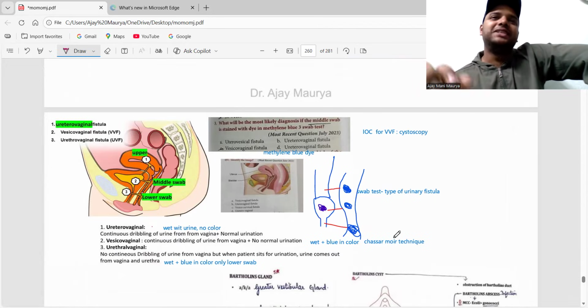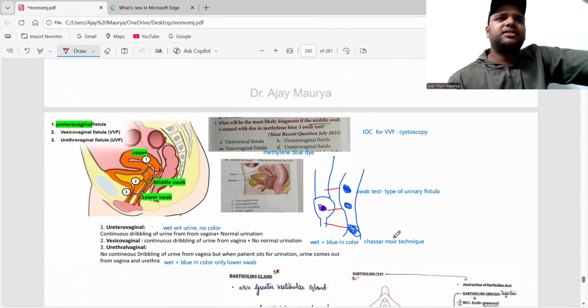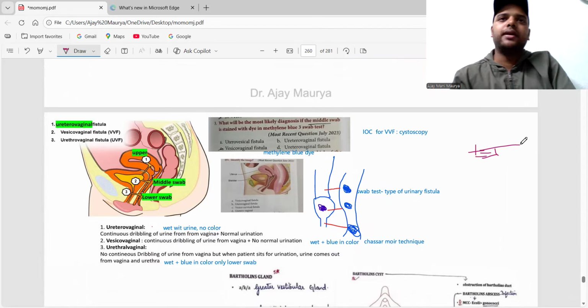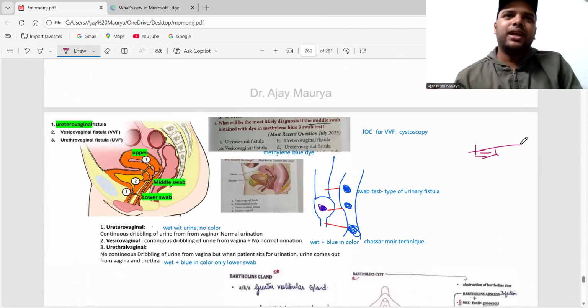Let's go. See, what does fistula mean? Tell me. There is a connection from one skin surface to another, one part to another part. Take this one. This is your bladder. This is the urethra here. This is the ureter here. This is the vagina here.